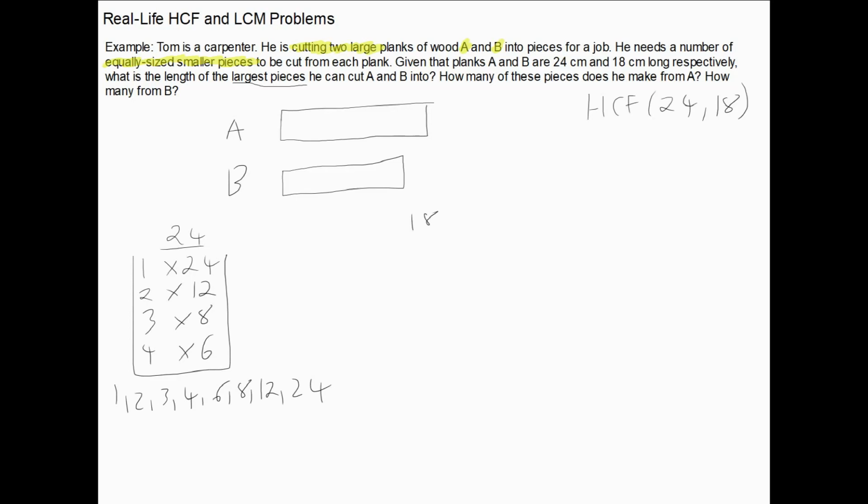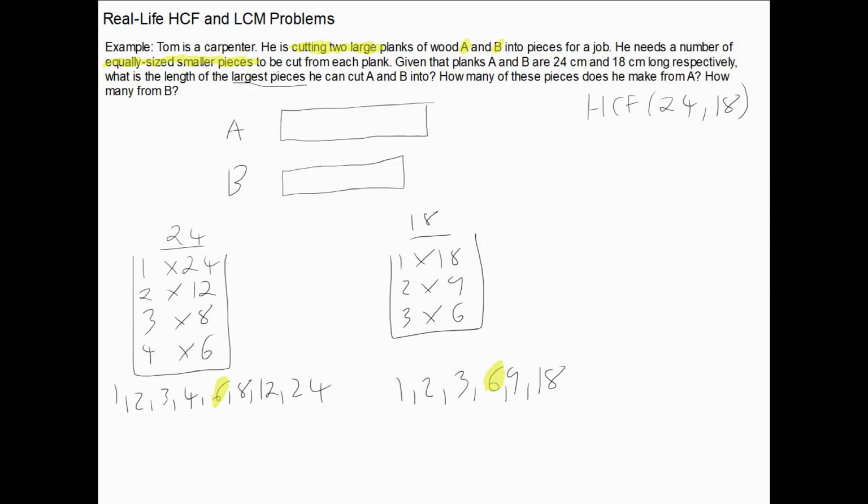Similarly for 18, 1 times 18, 2 times 9, 3 times 6, 4 and 5 don't work, 6 is a repeat, so we're finished. 1, 2, 3, 6, 9, and 18. So the largest number which goes into both 24 and 18 is going to be 6. And that is our highest common factor.